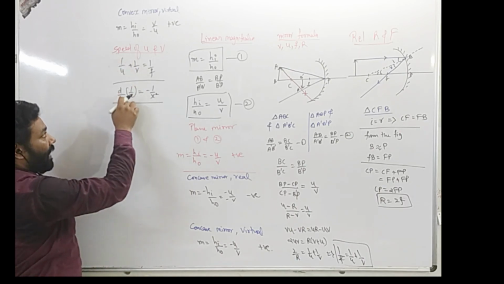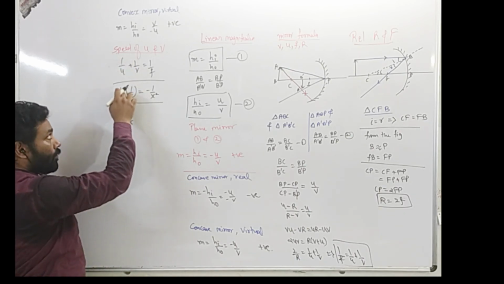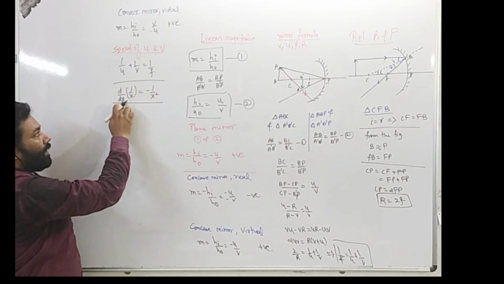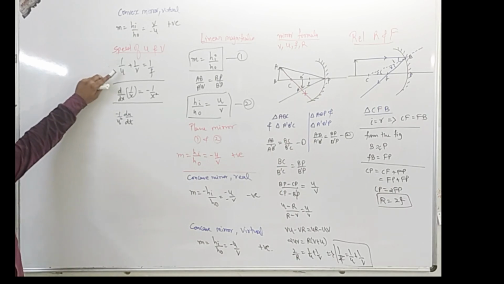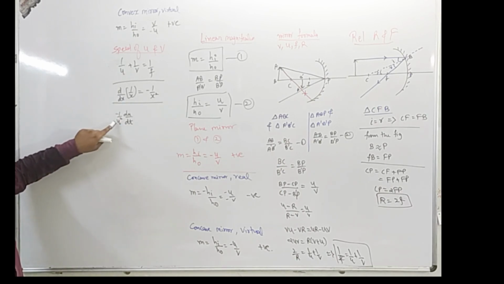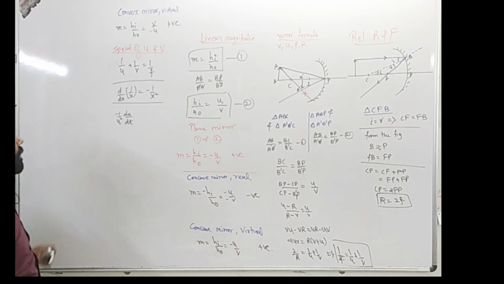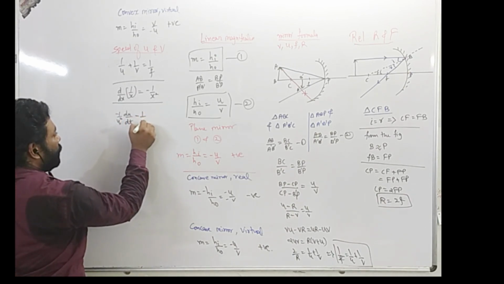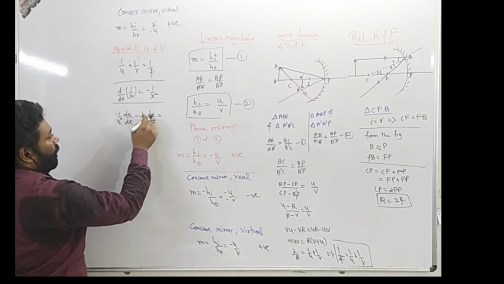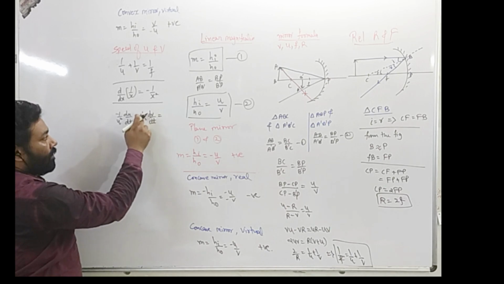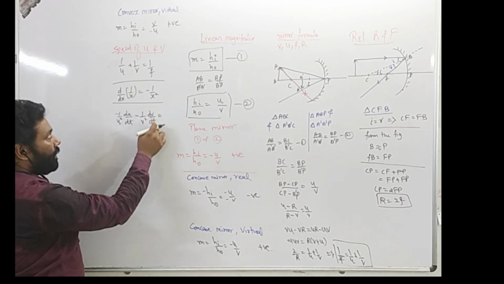So differentiation of 1 by x with respect to x is minus 1 upon x square. Same way here, differentiation of u with respect to time will be minus 1 upon u square. This term will be added up because it is an implicit function. I am not going into much detail about what we mean by implicit function. Differentiation of 1 upon v will be minus 1 upon v square dv by dt.